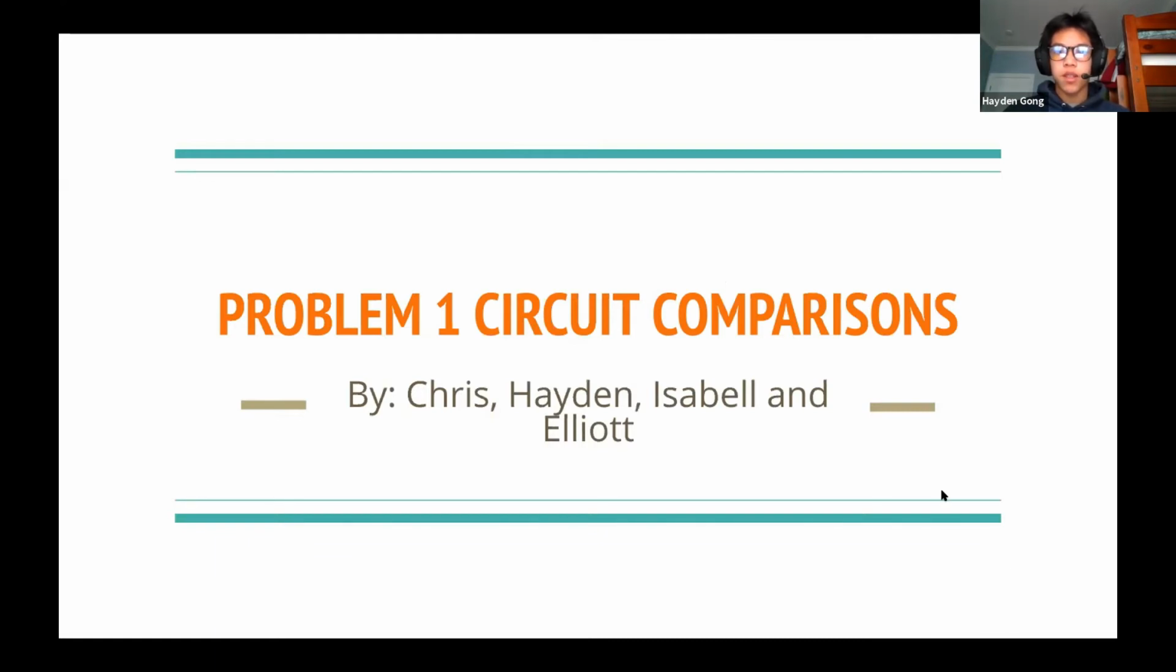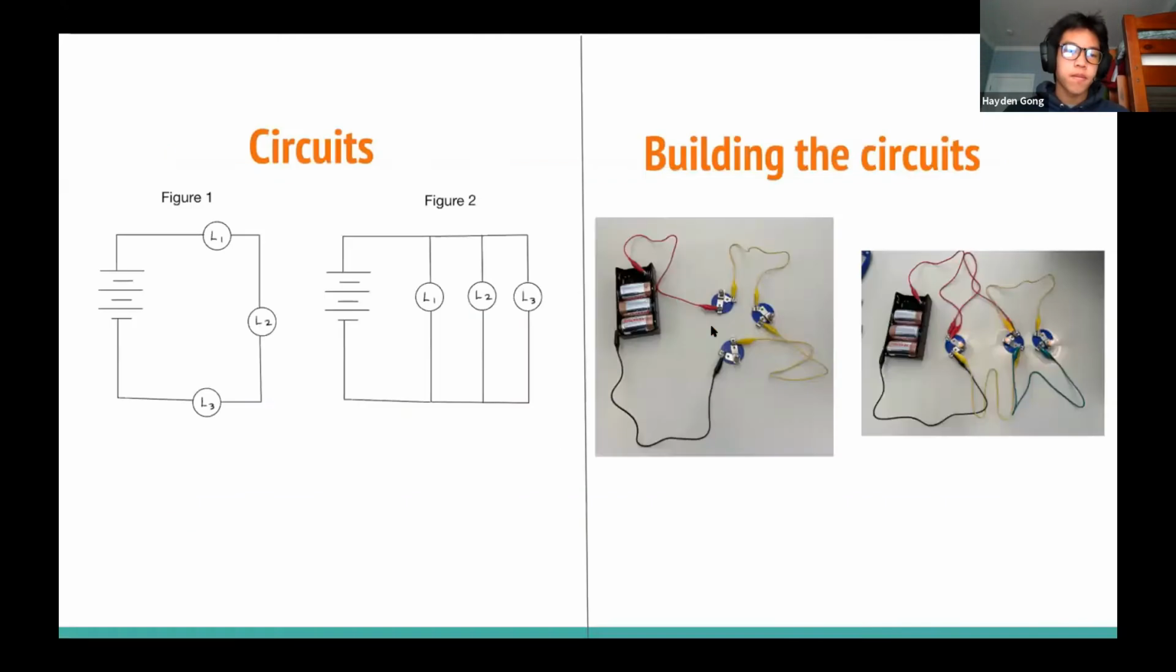So our problem was problem one, and we were just comparing two circuits. Our goal was to compare the circuits, and the two circuits we had to compare, one was series and one was parallel. They each had 3 light bulbs and 3 batteries. This is the drawing of it, and then we have what it looked like when we actually built it.